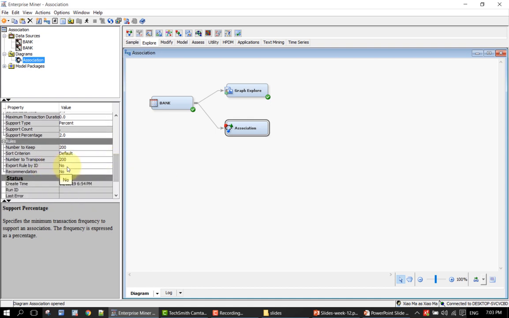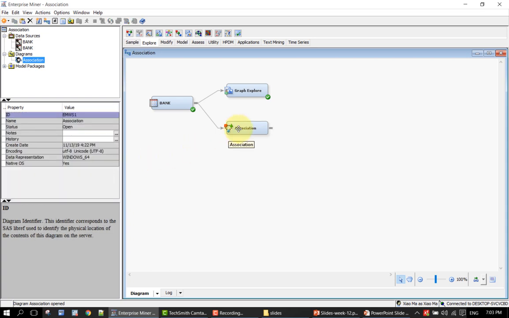And one last thing to check, which is, according to the tutorial, modify this export rule by ID to yes, so that when you export the data set, you have the rule number as well. Okay, now you can run.